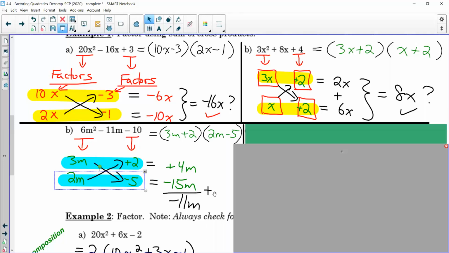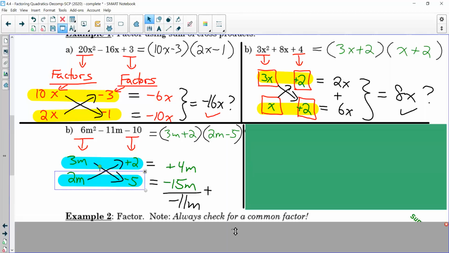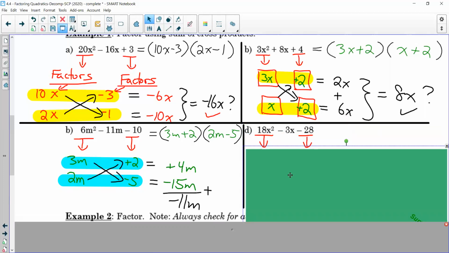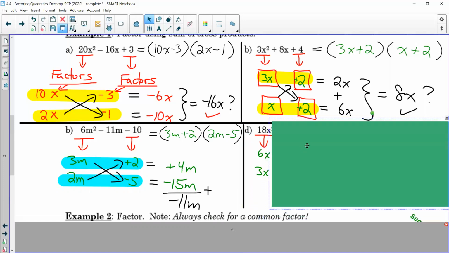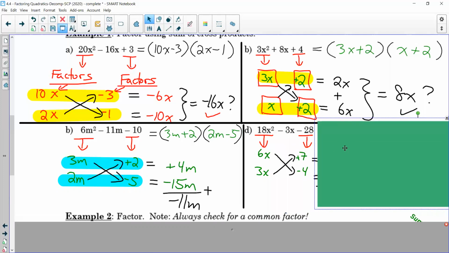Okay. So again, this technique won't work for everybody, but you have to find the one that works for you. And one more. Again, looking at the factors of the first term and the last term. This is a little harder. So you have the factors of 18. 6x and 3x will give us the 18x squared. Factors of negative 28: positive 7 and negative 4.